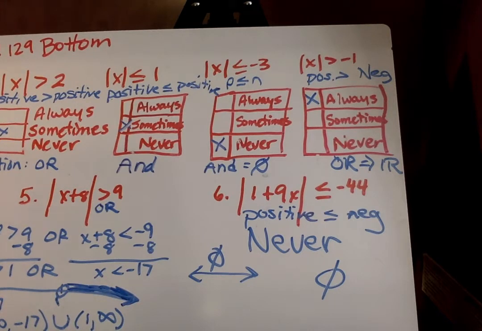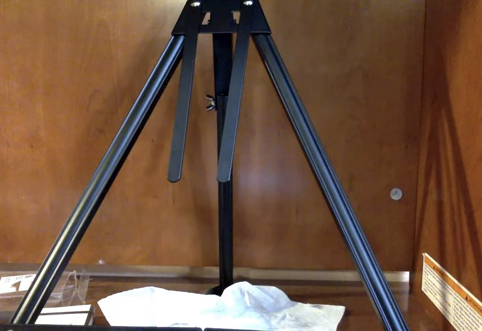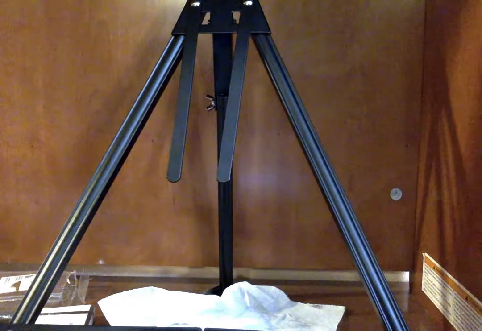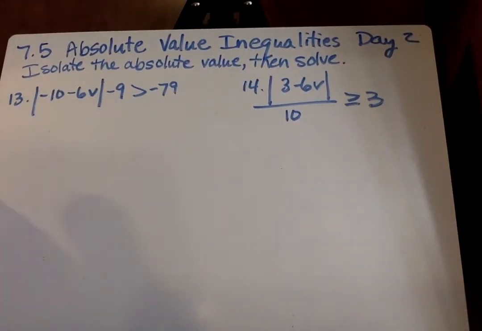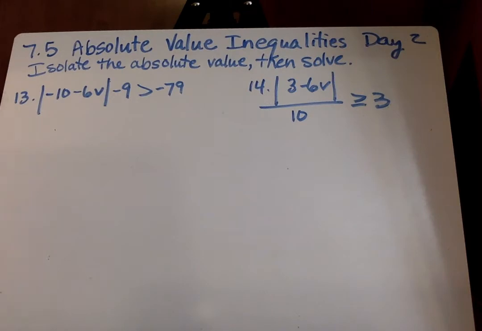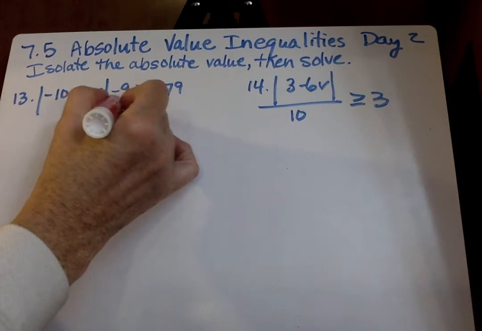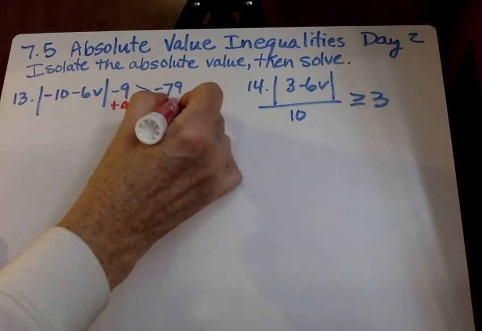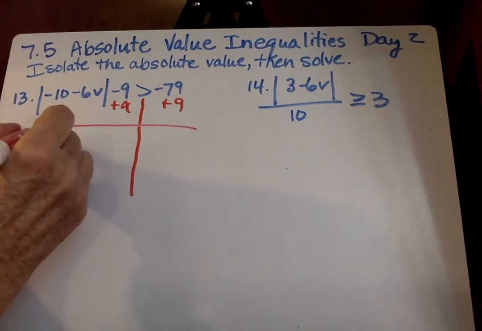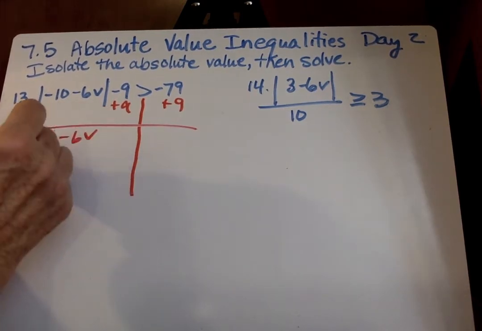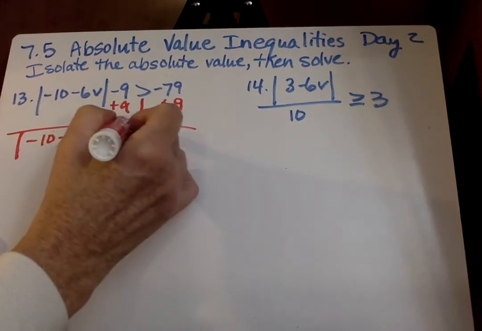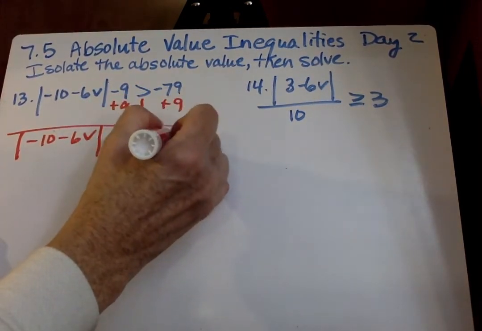Okay. Now we're going to go on to page 131, and you can either pause the video and work on your own, or we're going to continue on. Page 131. We're going to go ahead and isolate the absolute value by adding 9 first. -10 minus 6v, and now that's the absolute value, is greater than -70. Okay.